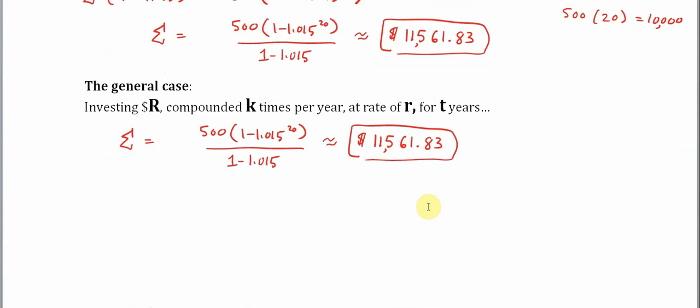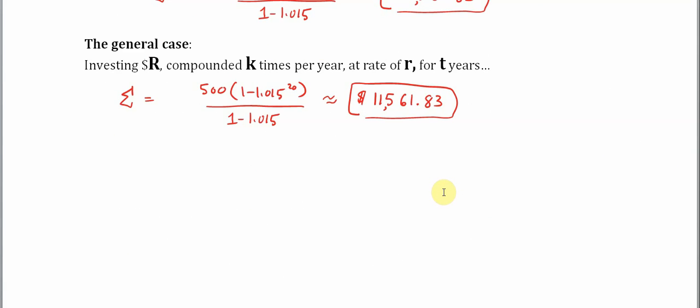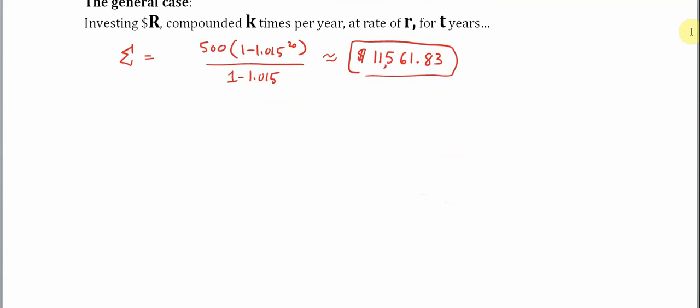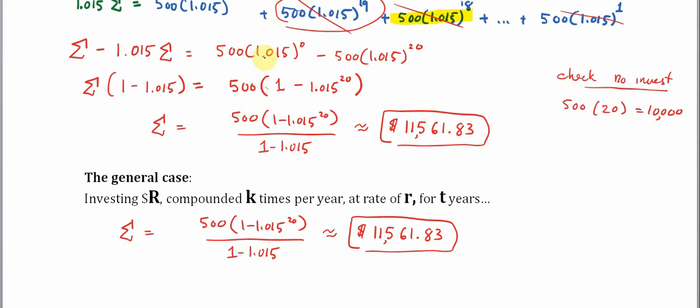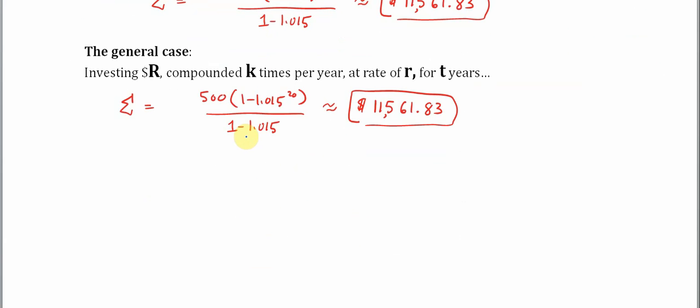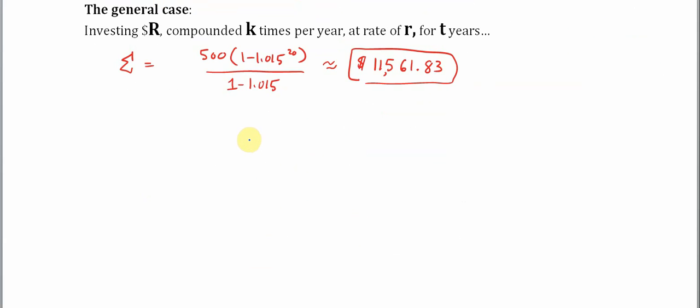Now, what about the general case? What if this was a different rate and a different amount and a different time, and we compounded 12 times per year instead of 4 times per year and all that? I'd like to start off with a recap of how we got to this point, and I've copied the answer from the last line of the previous work here. Let's try to extrapolate this.